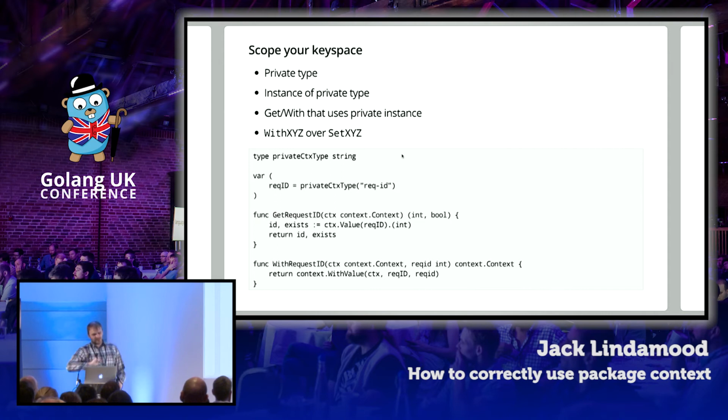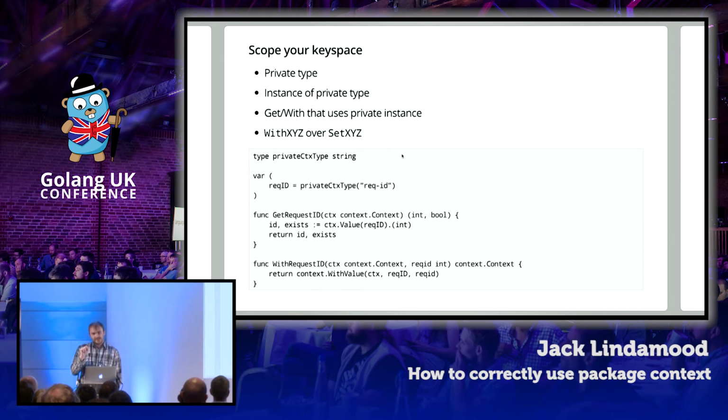So advice number one is to scope your key space. With context.value, you don't want to pass in just a string or an integer, because another package might, for some reason, use the exact same string or the exact same integer, right? So to scope it, you do four things. You create a private type. The private type is a way to make sure that no one else creates something that looks like your private variable. So create your private type, then create a private variable of that private type, and then you expose getters and not setters.